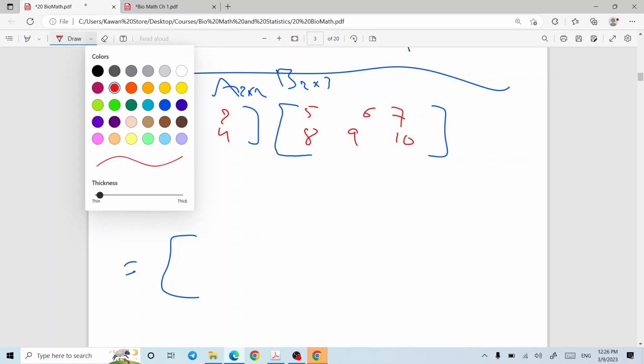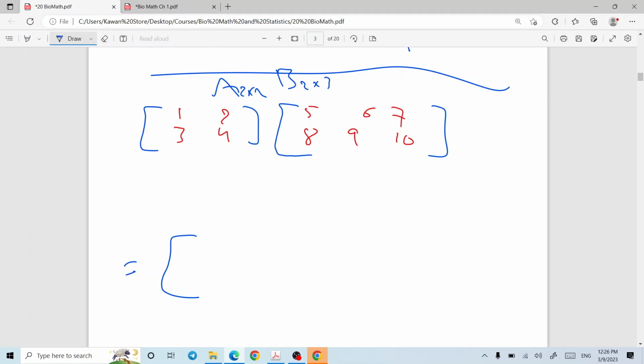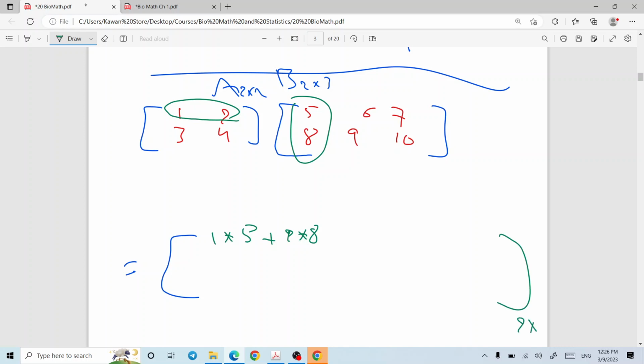So I'm going to multiply the first row by the first column. How? I say 1 by 5, after that plus 2 by 8. That one will give you the first location. And you know, here we have 2 by 3, am I right? So I have 2 rows and 3 columns. When I multiply the first row by the first column, I will get the first location.